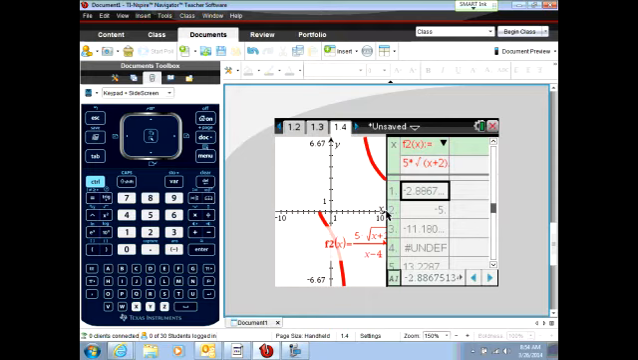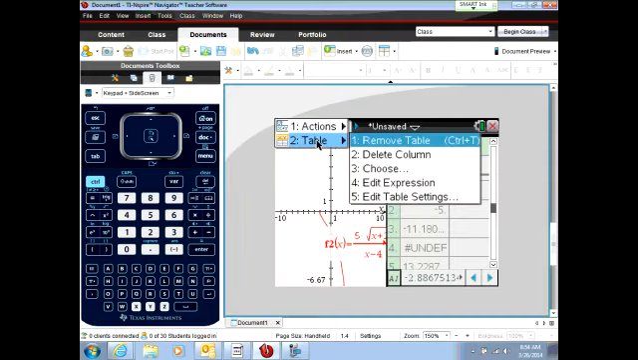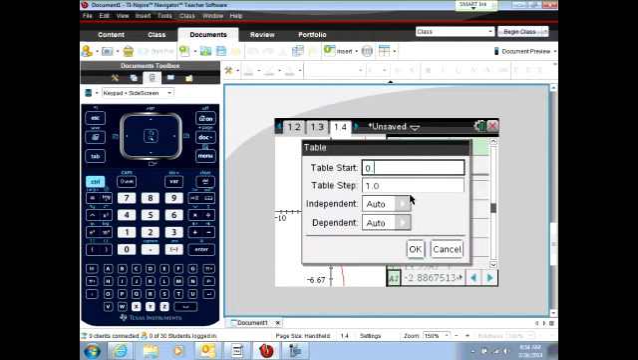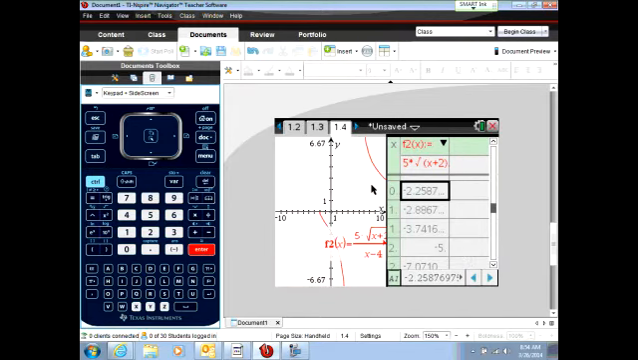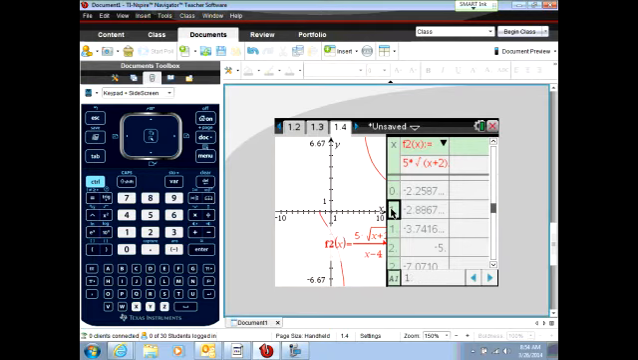Well, when on the table, if you go to Menu, Table, and Edit Table Settings, our table step is currently at 1, and then change that to 0.5. And then we'll tab down and OK. And it's not really showing up, but there's 1, there's 0.5, there's 1.5. If you have your cursor over at 2.5, let's see if I can widen this. There we go. So now we can see it. So you have 0.5, 1, 1.5, and so forth.